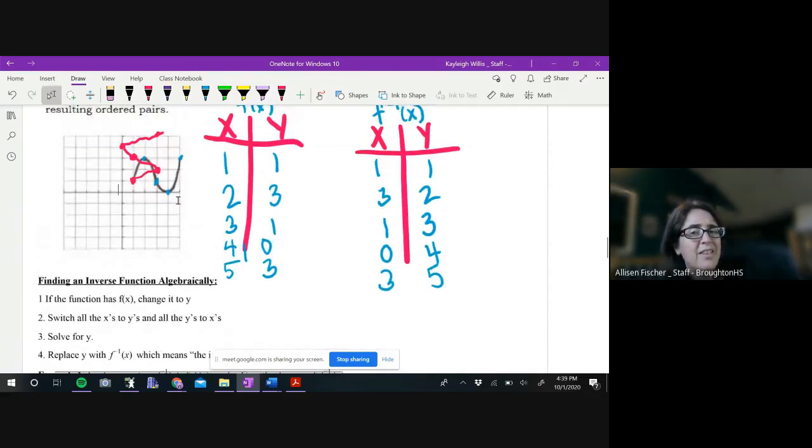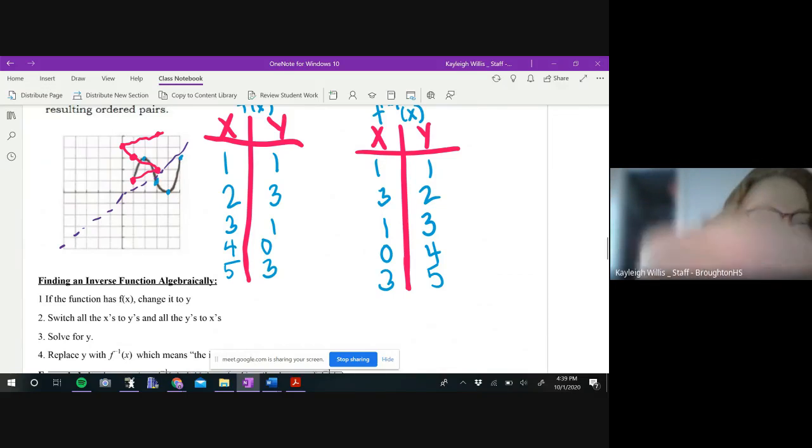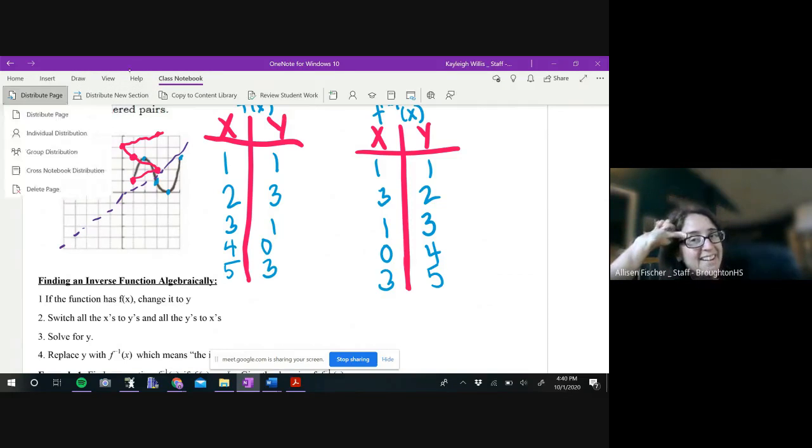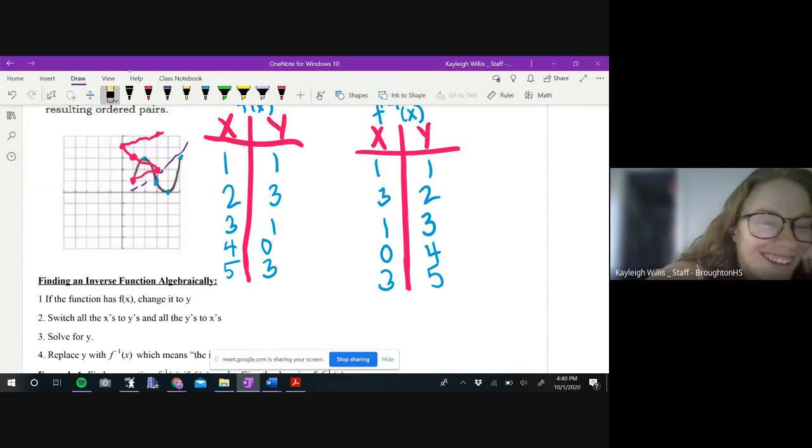Miss Willis, I think I remember from last year that if you have inverses, they should reflect over the line y equals x. So if you make that diagonal line, you should... whoa, that is not the line y equals x. It should go through (1, 1), (2, 2), (3, 3), (4, 4). Okay, if you try drawing a line on this.